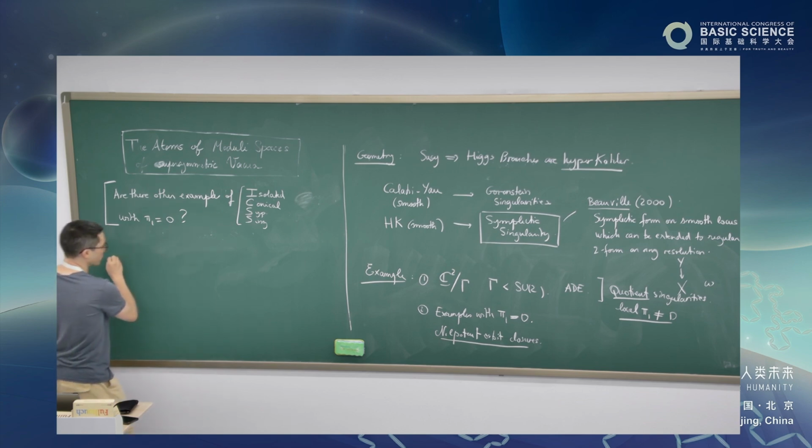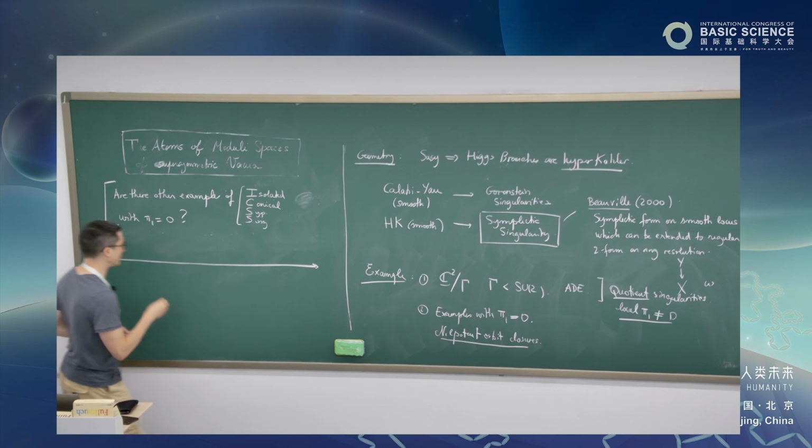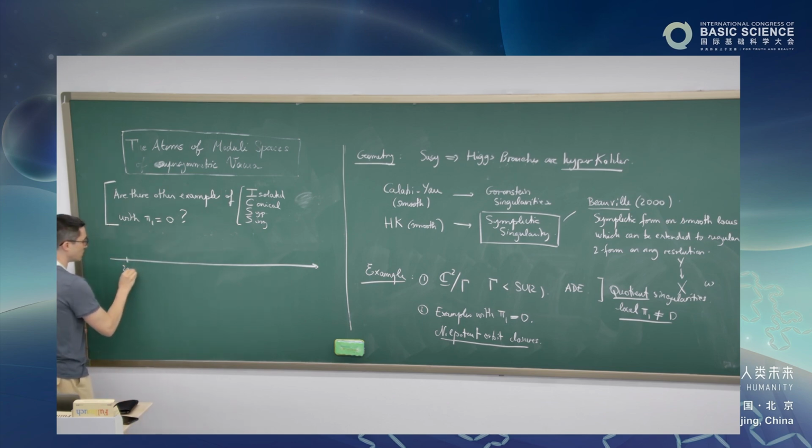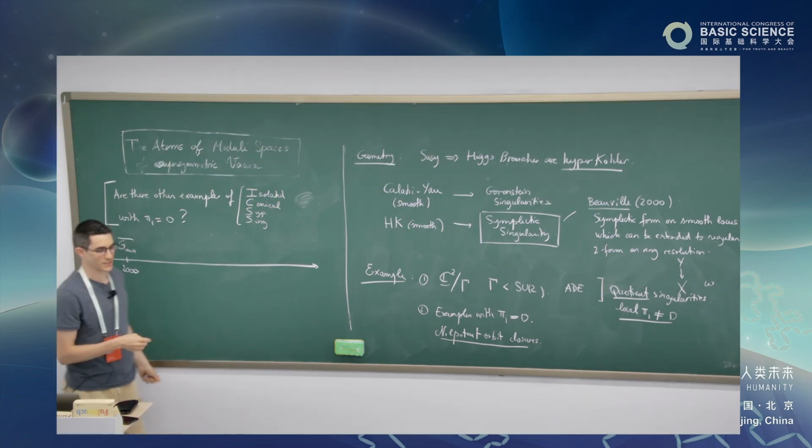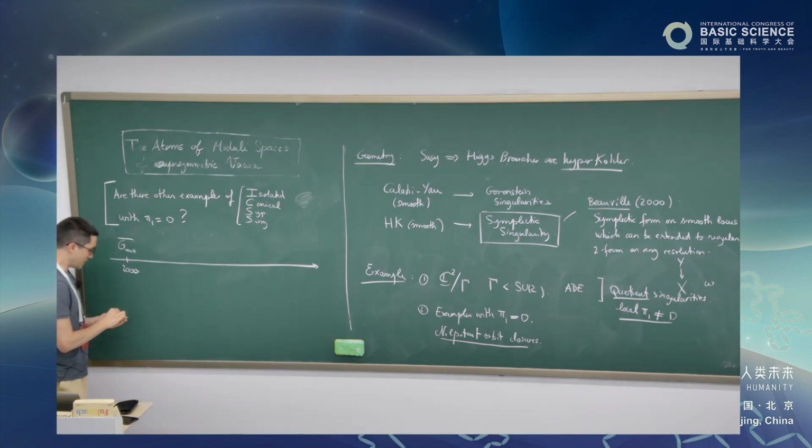I could draw some chronology. This is time, this is 2000. So here we have O-min, which of course was known from before, but here it is recognized as one answer to that question. And then what happened since then? Well, some additions were made quite after.